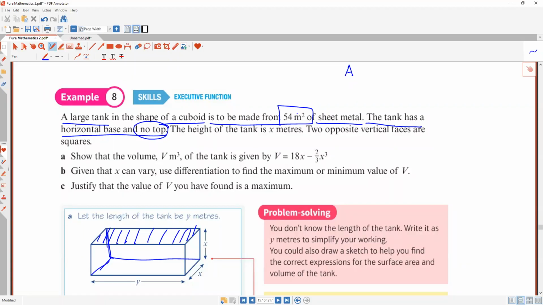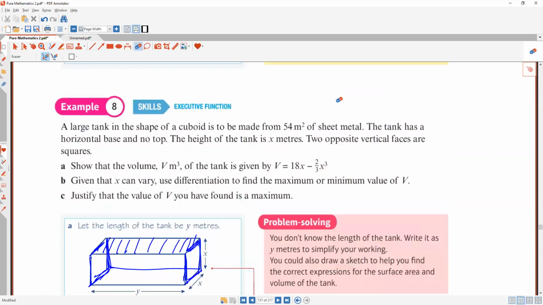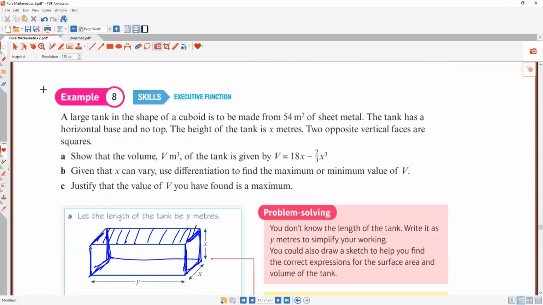In differentiation, whichever quantity they mention, that formula you're supposed to take. Like they mention area, so you have to take the area over here. Then the height of the tank is h meter. Height is given to me. Two opposite vertical faces are square. So if they are square, this is x, this is also x. I have two such squares with me. Show that the volume is so and so. As I said, you only take those formulas which are mentioned. They mentioned volume here, and they mentioned surface area also.